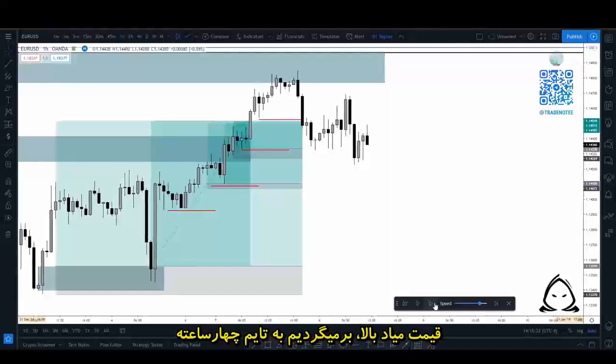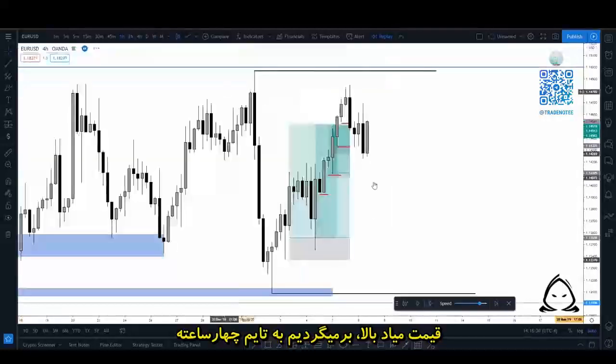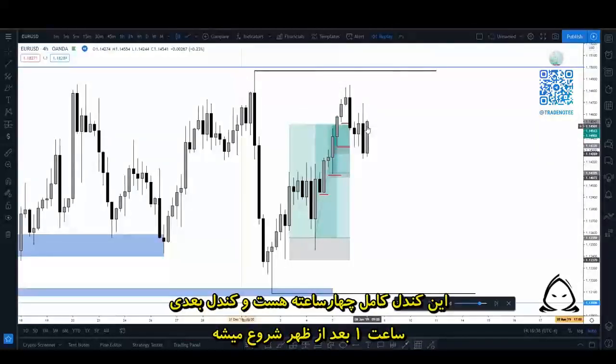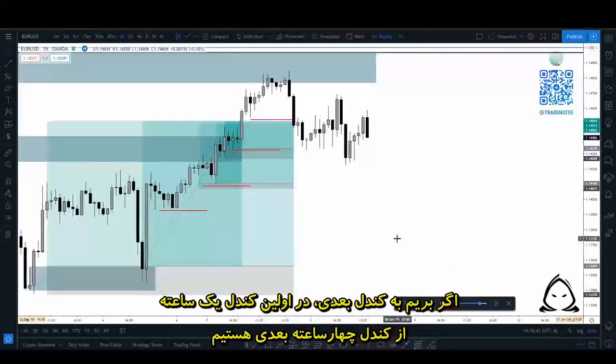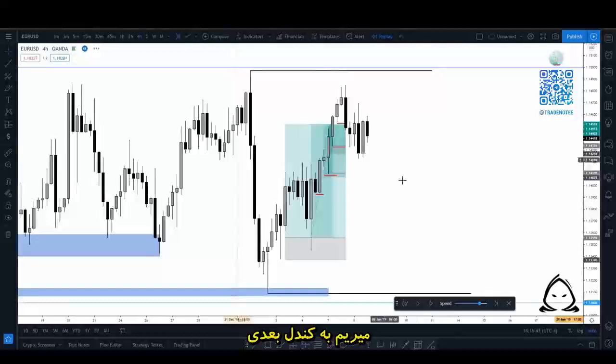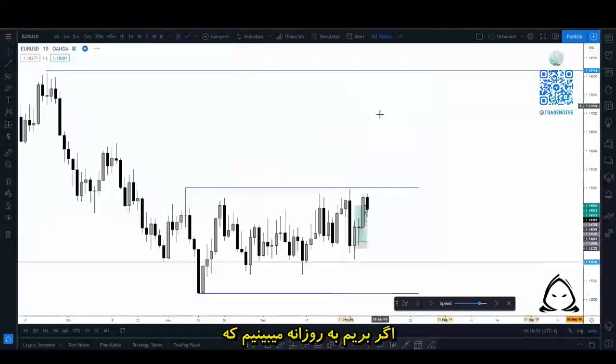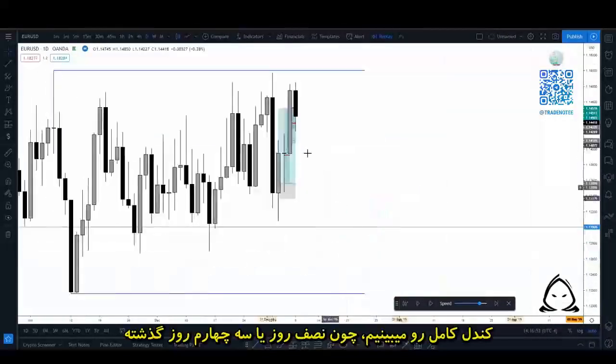So we'll see the price will push up. We'll go back to the 4 hour, and we can see there's the full 4 hour that would end, and the new candle would start at 1 p.m. So if we go to the next candle, we are now into the first hour of the next 4 hour candle. We go to the next candle, we can see that the full candle has printed. And again, if we go to the daily, we'll see the full daily candle because we were only 3/4 of the way through the day.